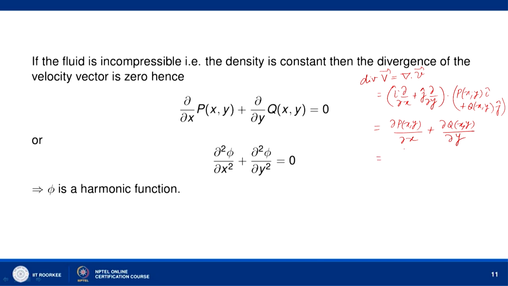p(x,y) is φ_x and q(x,y) is φ_y. So we get this, which is equal to 0, divergence of V is equal to 0. And this implies that φ is a harmonic function.